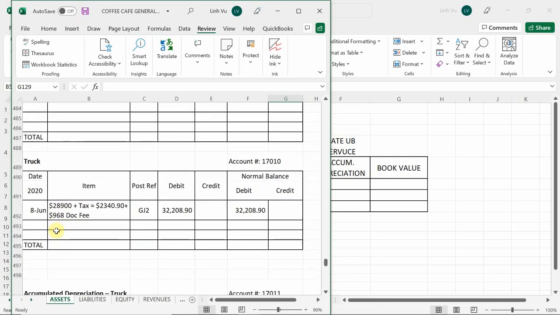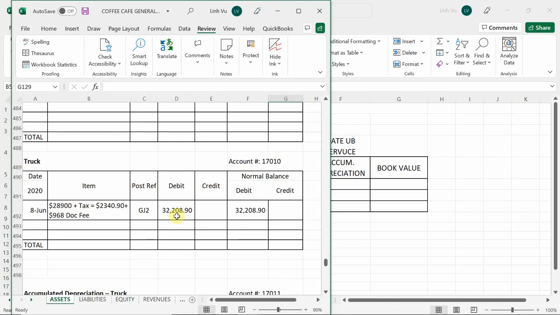Okay, here it is. This tells me the details on my truck and how much it's worth right now. It is worth $32,208.90. And when did we start to place this into service? What's the assumption here? In January? In June. Oh, in June. Sorry. What date? The 8th.